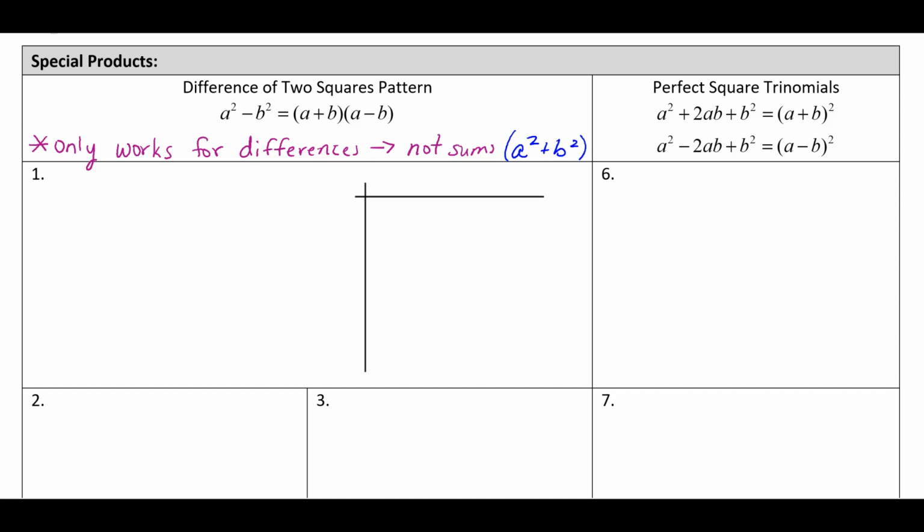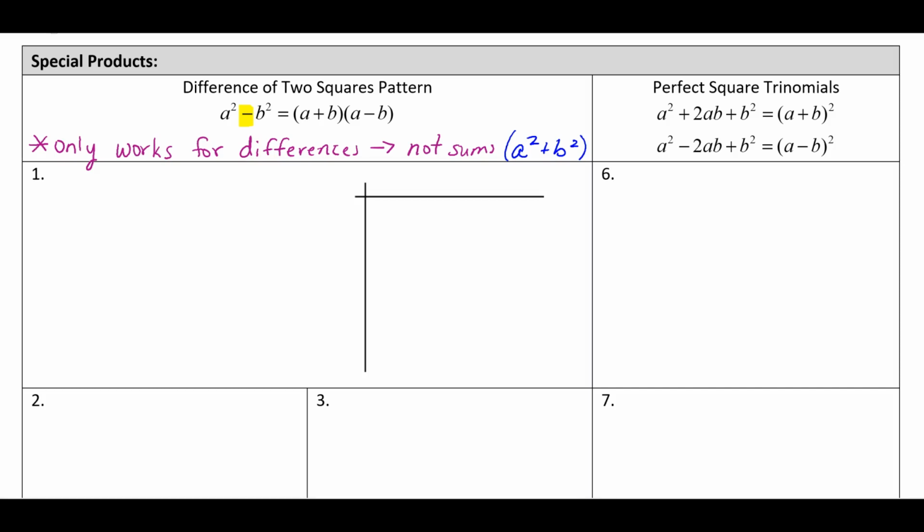And something that you need to remember is this pattern only works for a difference, meaning you're subtracting two perfect squares. So just a reminder, a perfect square means you can multiply the number by itself. For example, 9 is a perfect square because it's 3 times 3. X squared is also a perfect square because it would be x times x.